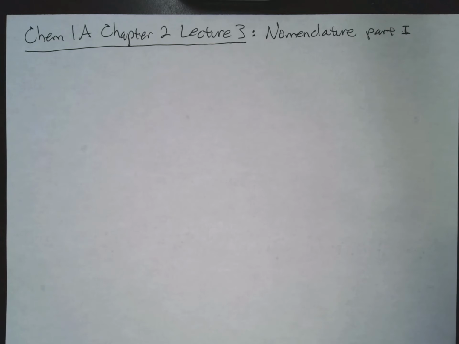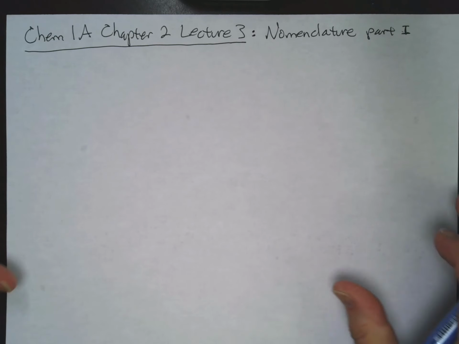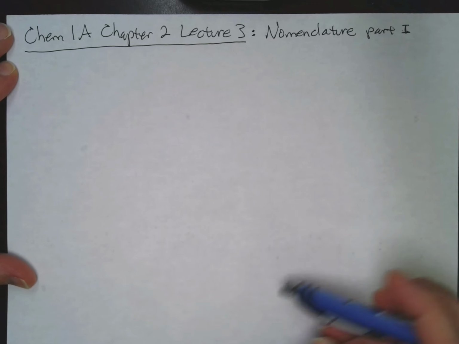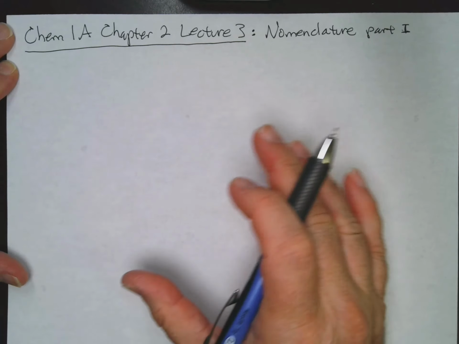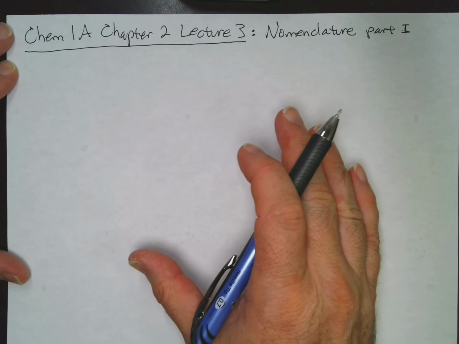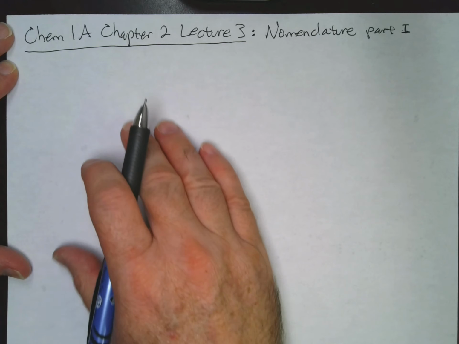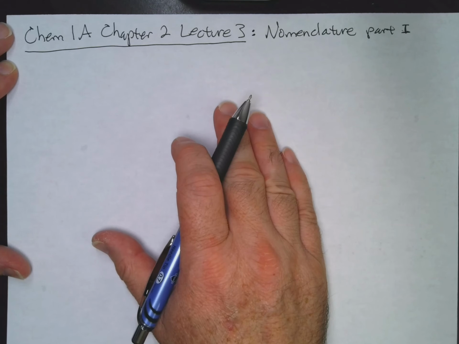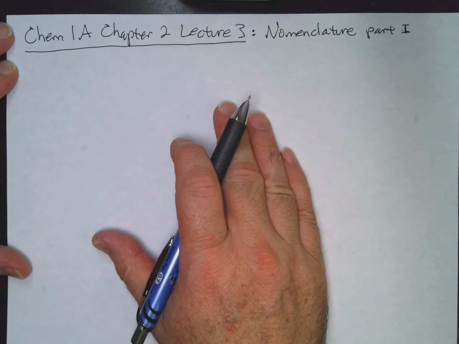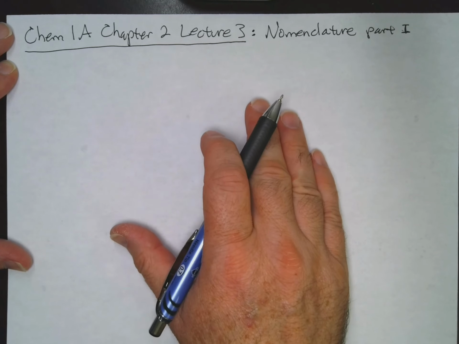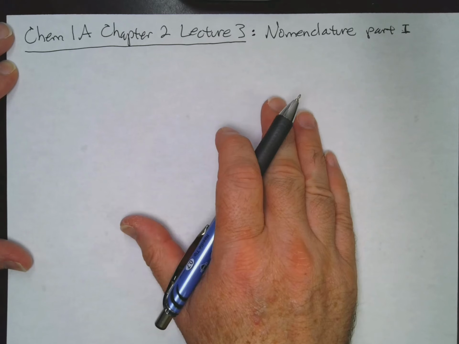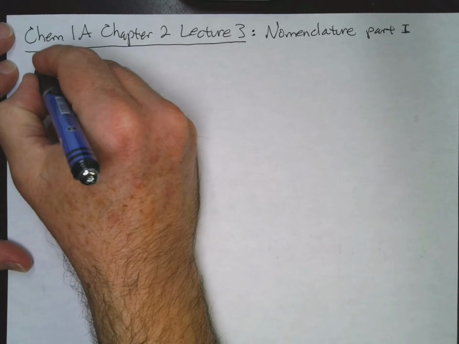Hi everyone, Dr. P here, and in this video we're going to take a look at nomenclature, naming chemical compounds. And so what we're going to look at is a systematic way of naming things. And this is different than, say, common names for things. So for example, table salt is a common name, but sodium chloride is a systematic or IUPAC name.